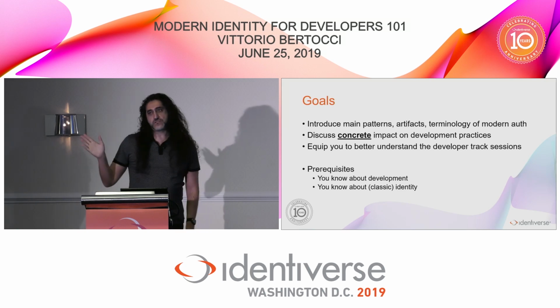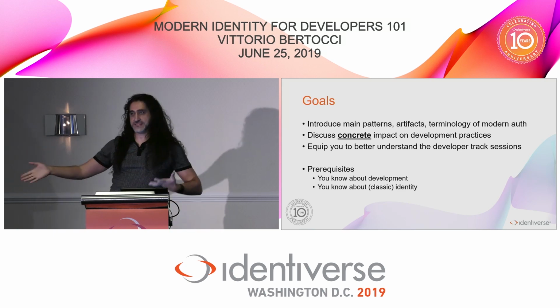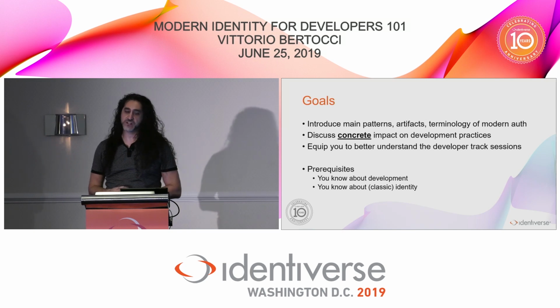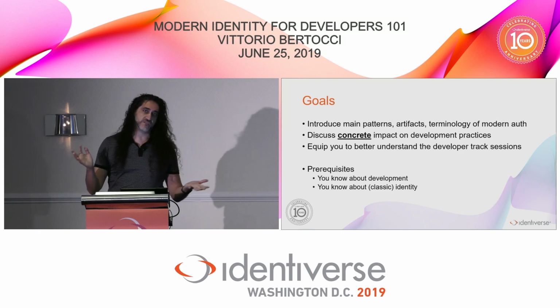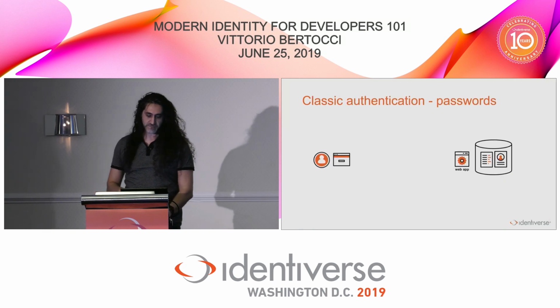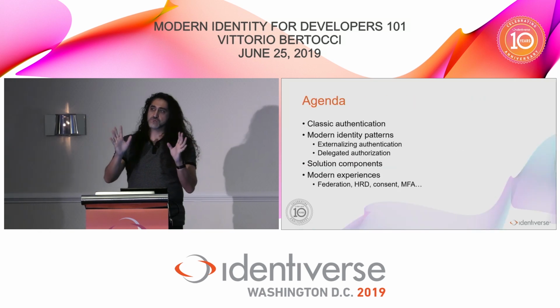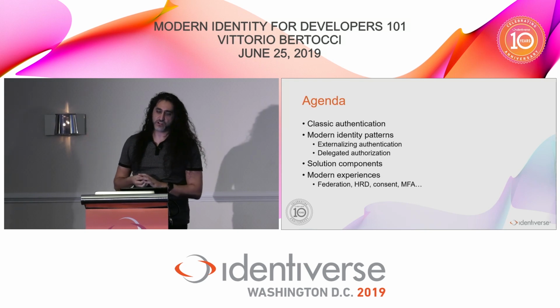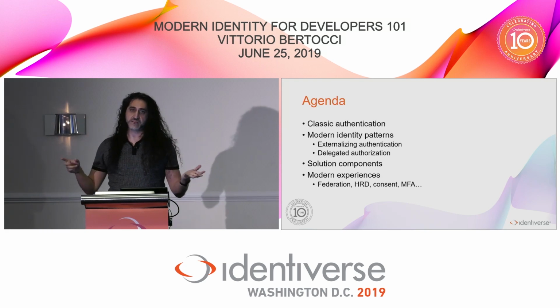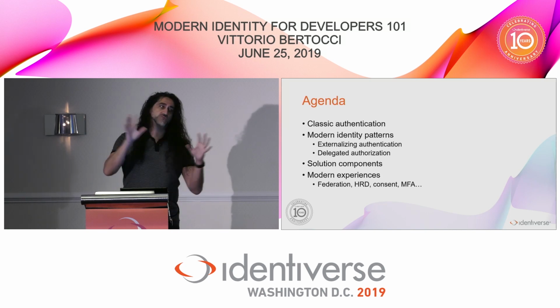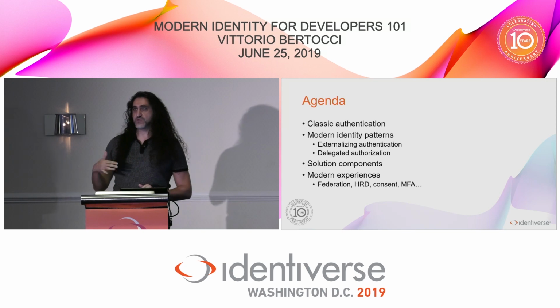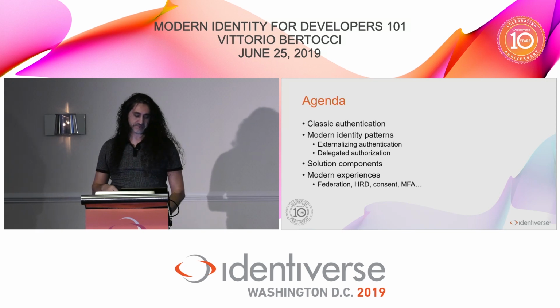So the idea is that you know about development. You might not know about identity development, but you are familiar with developer concepts, and you have some idea of what identity means. I'm not going to tell you the difference between authentication and authorization. So I'm going to first define what definitely isn't modern authentication. Then I'm going to look at the most common patterns that actually impact the development practice when you're building and protecting an application. And then I'm just going to explore a bit of the components that come into play when you use modern identity. I see no objections.